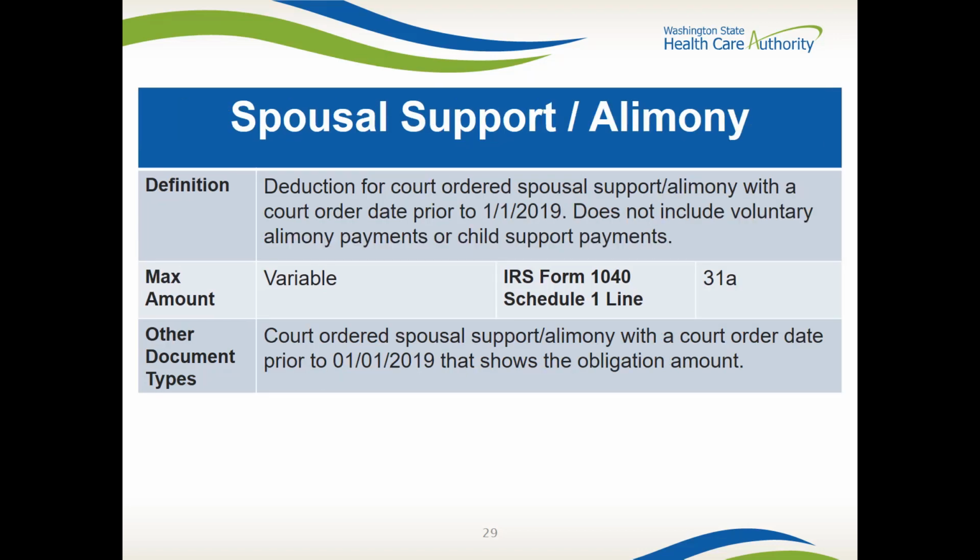Spousal support or alimony. Deduction for court-ordered spousal support or alimony with a court date order prior to 1/1 of 2019. This does not include voluntary alimony payments or child support payments. Currently, the deduction amount for alimony is variable, and this deduction is reported on line 31A of the Schedule 1 1040 form.